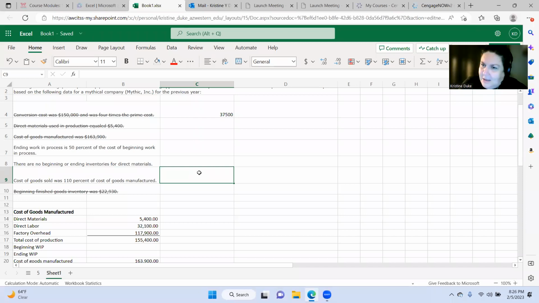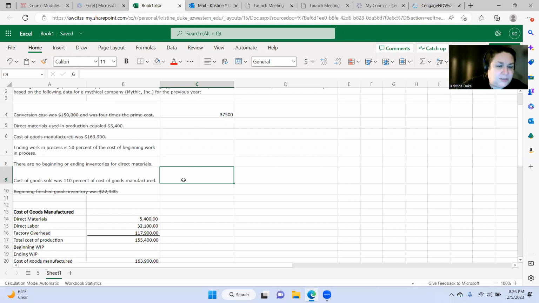Okay, ending work in process is 50% of the cost of beginning work in process. Okay. How on earth do I figure that out? I don't want to figure it out. Do you want to figure it out? No, nobody wants to figure it out.